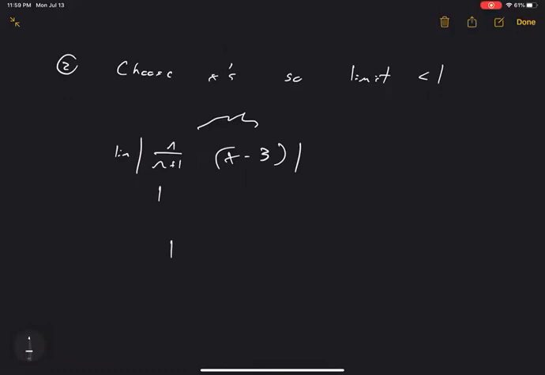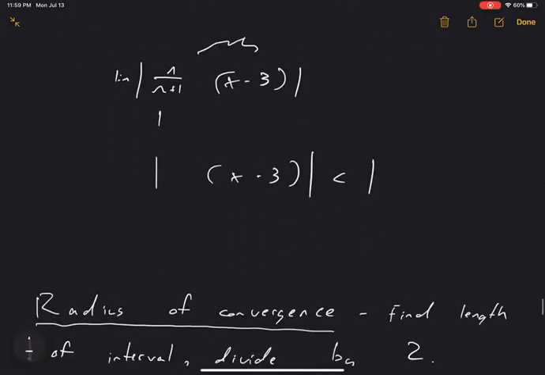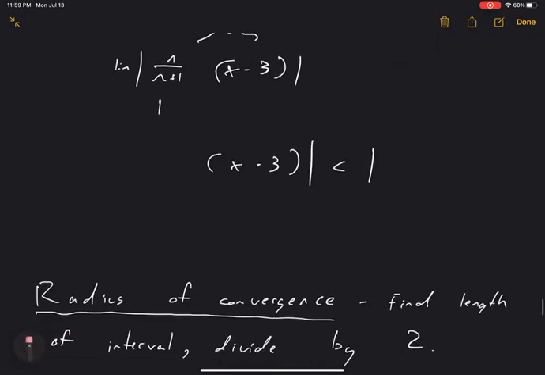I want 1 times x minus 3, the absolute value of that, to be less than 1, right? All right, the 1 doesn't make a difference. I can forget about that 1. So really what I want is absolute value of x minus 3 to be less than 1. Now the rest is just solving this absolute value inequality.